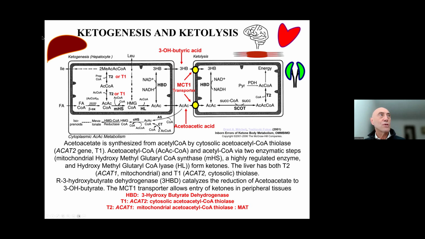Now, where does ketogenesis occur? Ketogenesis occurs in the liver. There are several studies that show that the genes responsible for ketogenesis are expressed mostly in the liver. What does this enzyme do? As we discussed previously, the breakdown of fatty acids will generate acetyl-CoA. Two molecules of acetyl-CoA will combine to generate acetoacetyl-CoA.